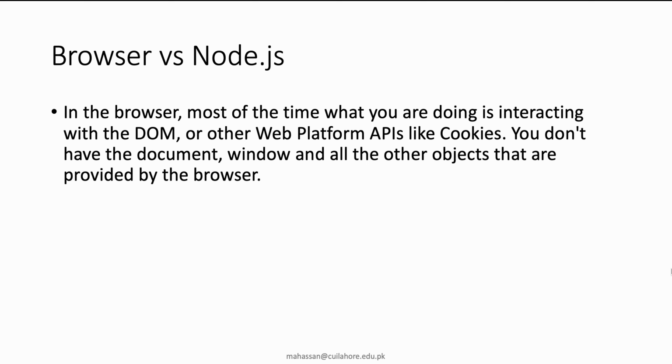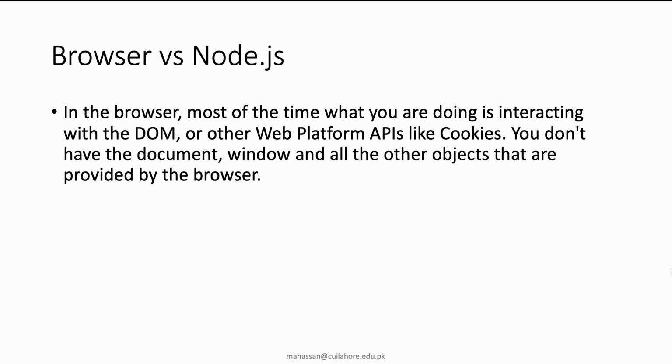One major difference is that in the browser, we interact with the DOM, the Document Object Model. The DOM is a programming interface for web documents that allows programs to access and manipulate the content and structure of HTML documents. When writing JavaScript for the browser, a significant part of what we are doing is interacting with the DOM or other web platform APIs like cookies. These APIs provide a variety of useful features such as accessing and modifying HTML elements, handling user events, and storing data on the client side.